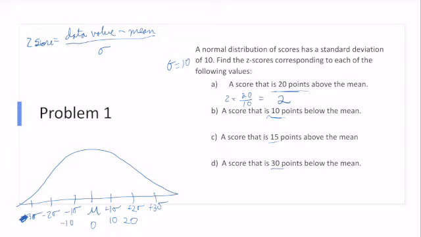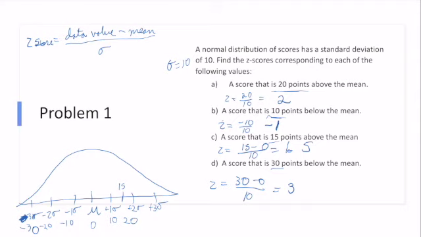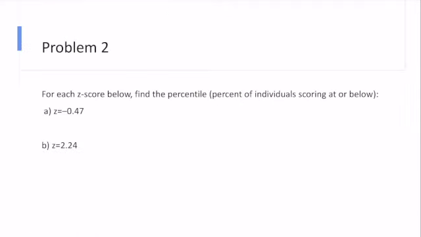What if I have a score that's 10 below the mean? That'd be negative 10 below 0. That means I would have a z-score of negative 10 divided by 10, which is negative 1. What if I want to know the z-score of something right here like 15? Okay, so I take z equals 15 minus our mean of 0 divided by 10, so I get a z-score of 1.5. And what about 30 points below the mean? Again, my mean is 0, so I have 30 minus 0 over 10, which is 3. So this is how we calculate z-scores.